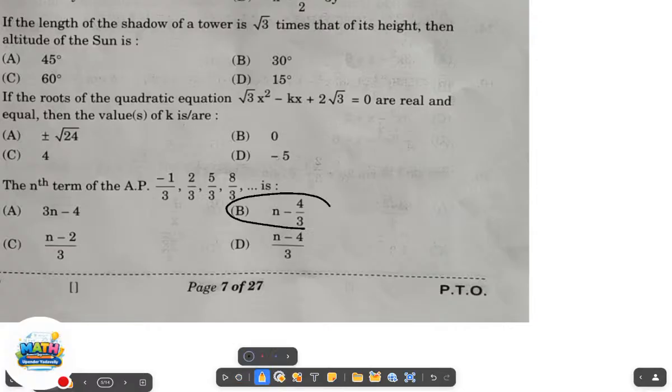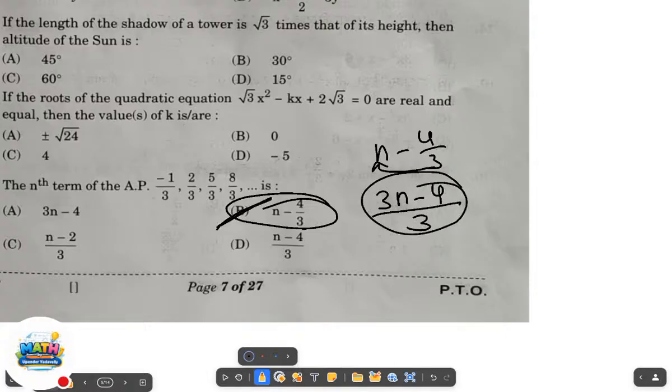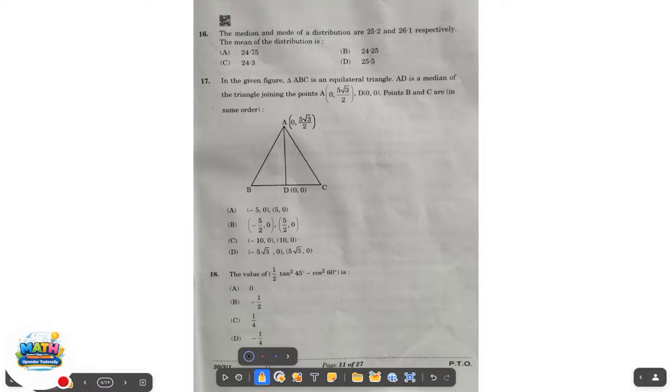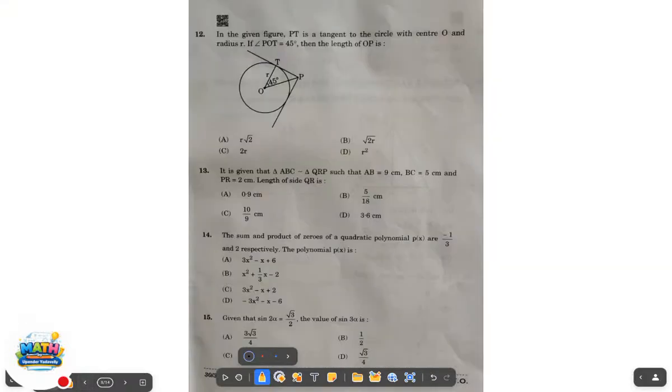Yes, this one. Why? n minus 4 by 3. So if you multiply this n with 3, it becomes 3n minus 4 by 3. So this is what we got, right? Option B is the right answer. Next question.